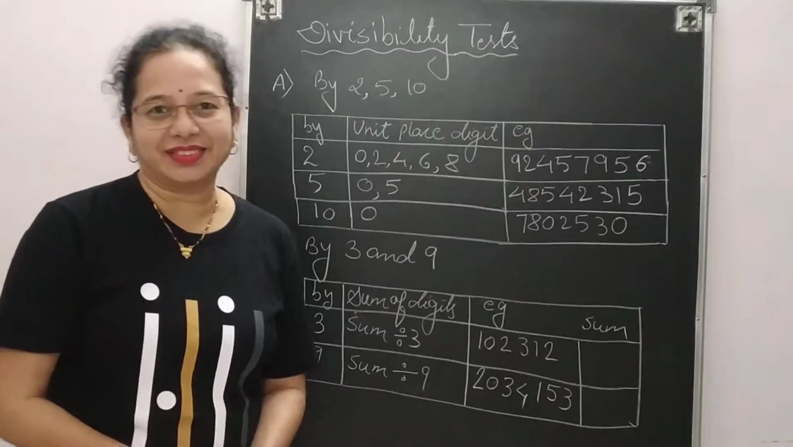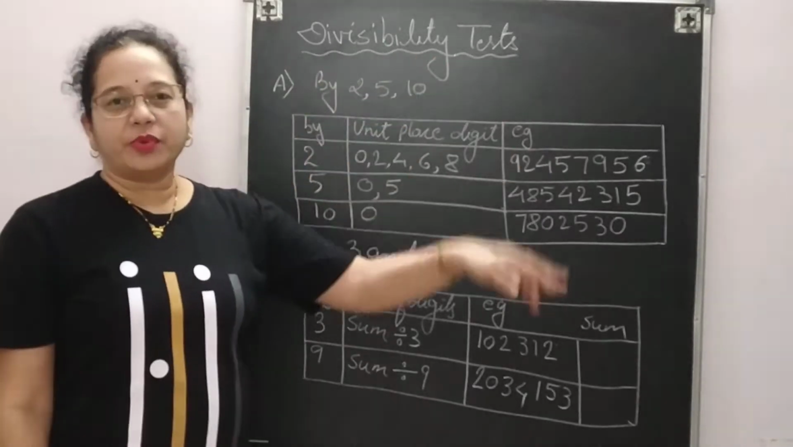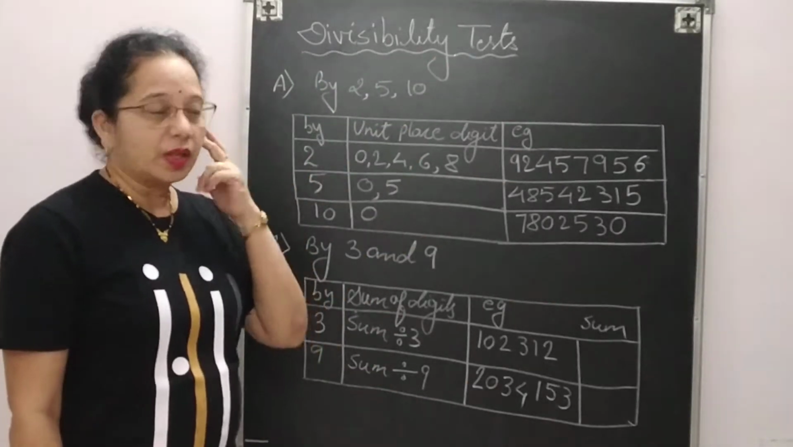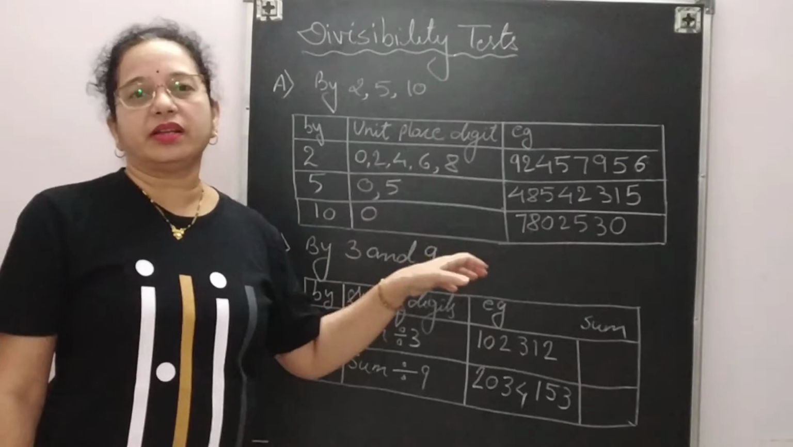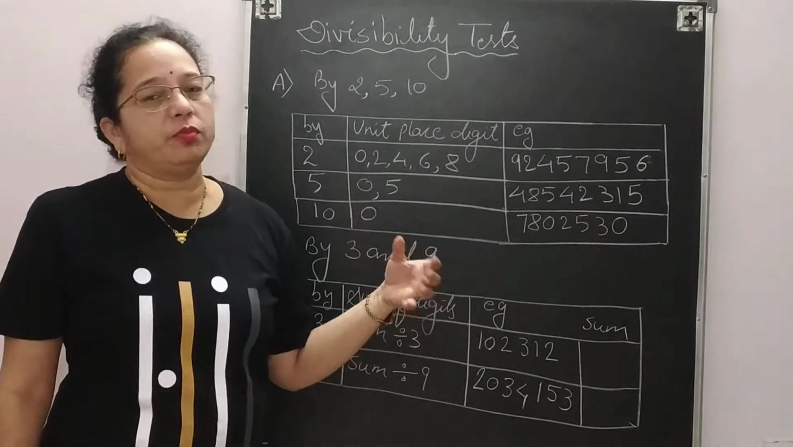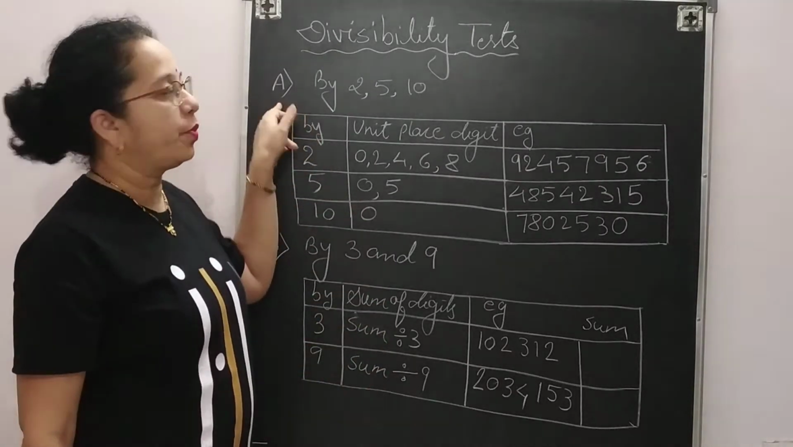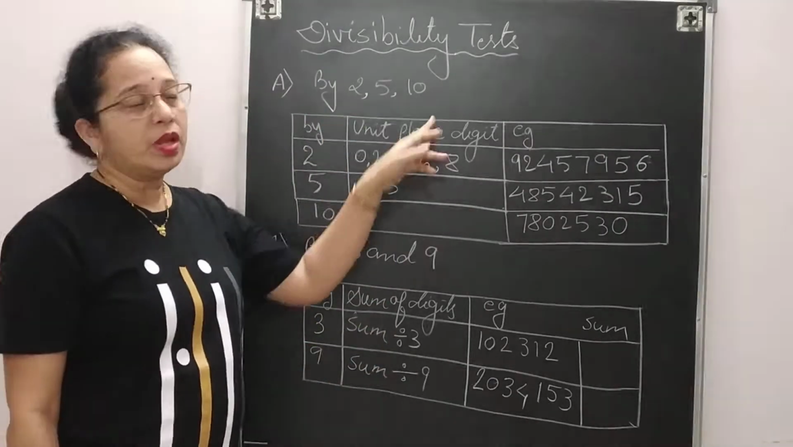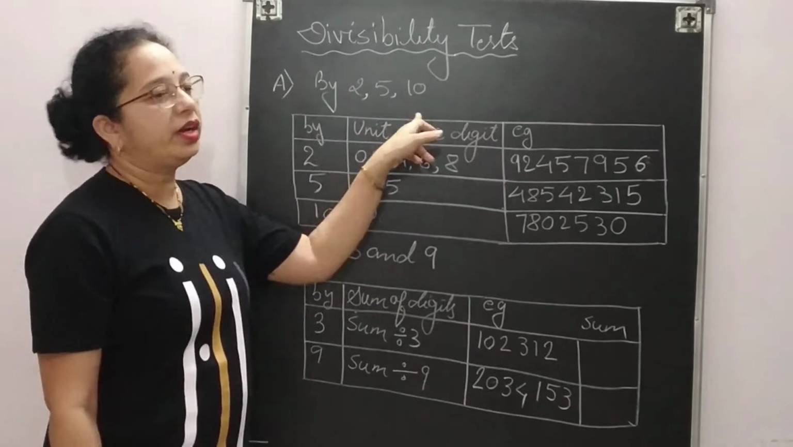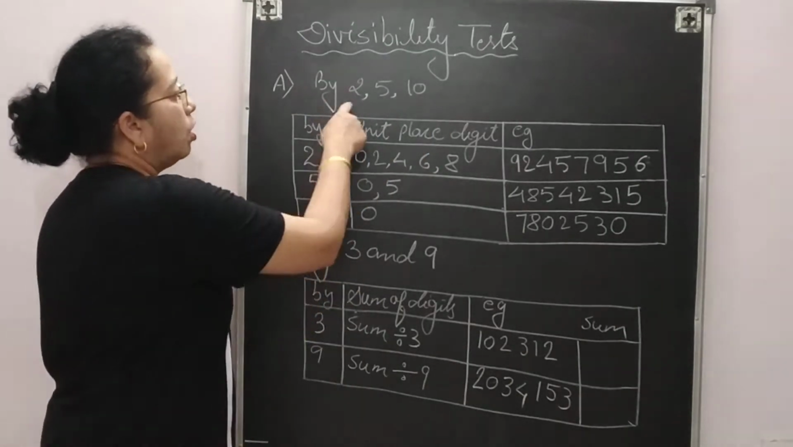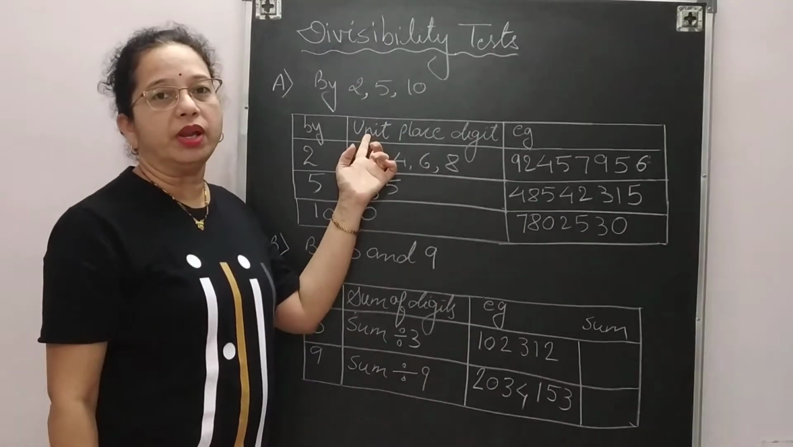Hello friends, my today's topic is divisibility test. I have divided this divisibility test in few groups so that it will be easier for us to keep it in our mind. Fine. So my first group is by 2, 5 and 10. Why I have kept 2, 5 and 10 in one group? Because for all the three we need to check unit place digit.